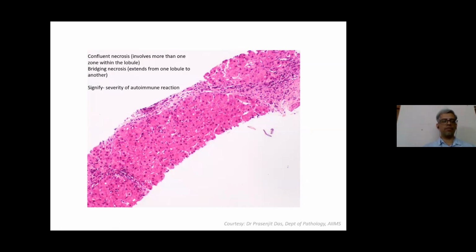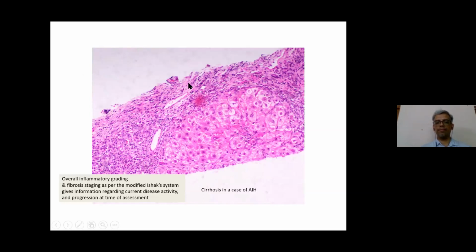Very important findings which may also help you in the assessment of severity of the autoimmune disease which the patient has are confluent necrosis and bridging necrosis. Confluent necrosis is defined as when the necrosis involves more than one zone within the lobule, and when this necrosis extends from one lobule to another, it is called bridging necrosis. The significance of this finding is that it helps us in assessing the severity of autoimmune reaction, and these patients may have a poor outcome and may have more complications in the long run.